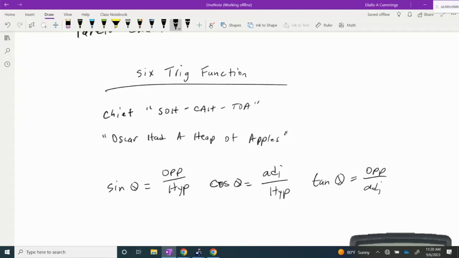So the Oscar had a heap of apples is the same. That O and H, the opposite over the hypotenuse, that's the sine. A heap, that's the cosine, which is the adjacent over the hypotenuse. And then of apples, that's the tangent, which is the opposite over the adjacent.